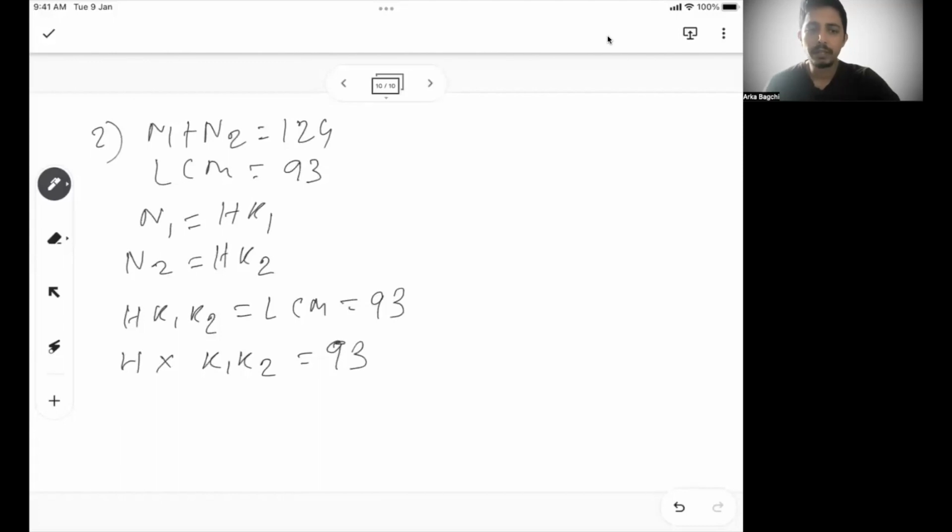H into K1, K2 must be equal to 93. Now 93 can be written as a product of two numbers in how many ways? 1 into 93 and 3 into 31. These are the only two possibilities. Now 93 is not a prime number.